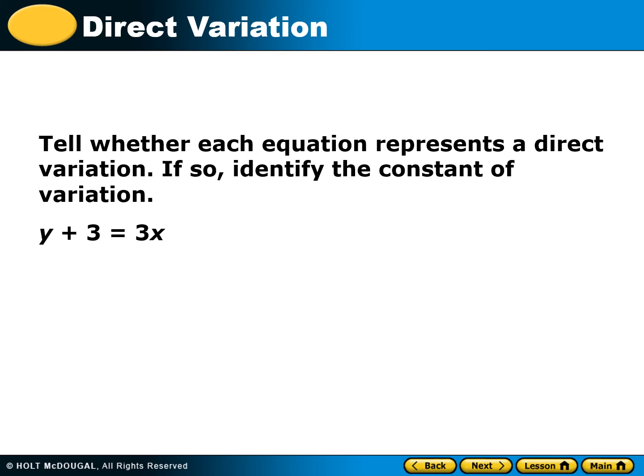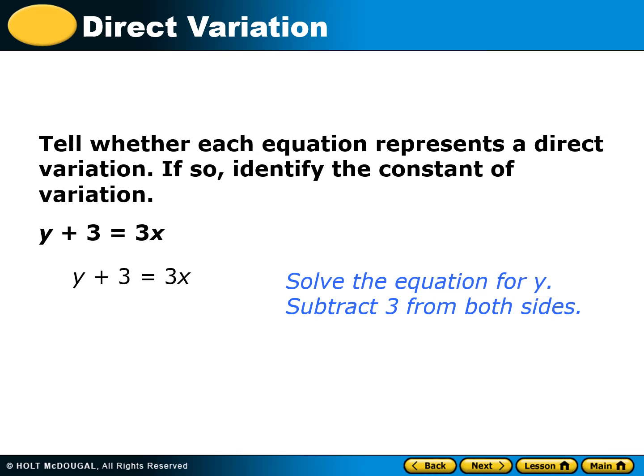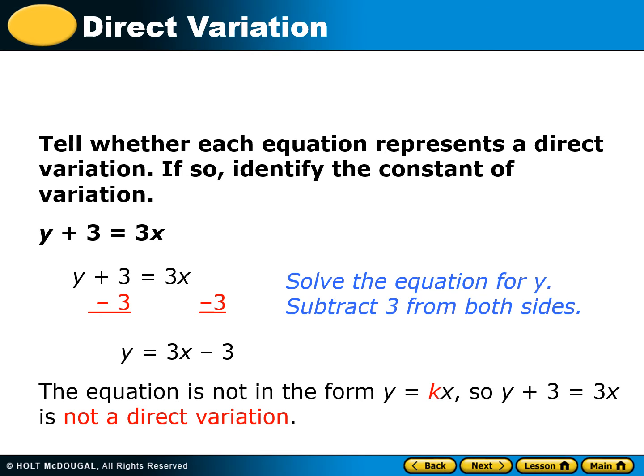Let us have another one. y plus 3 equals 3x. Here, we subtract 3 from both sides of the equation. In doing this, we get y equals 3x minus 3. As you can see, the equation is not in the form y equals kx. So y plus 3 equals 3x is not a direct variation.